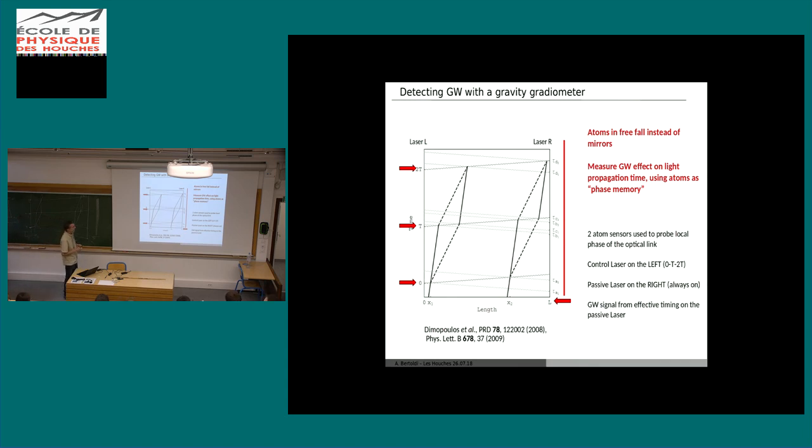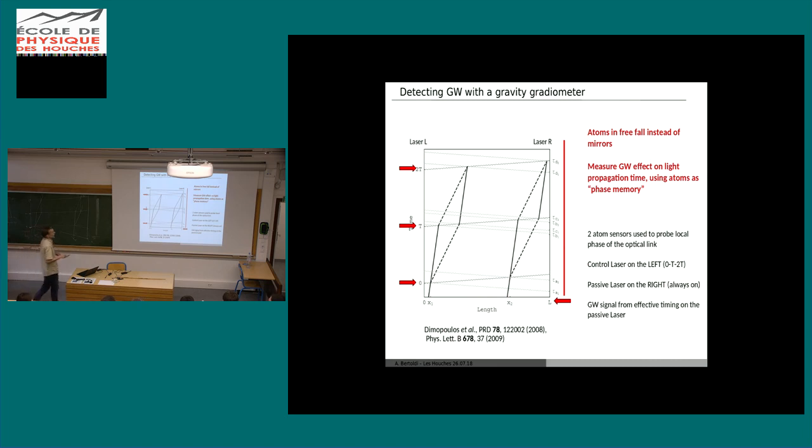can I go back there? So that's a configuration. It's a gravity gradiometer, essentially. We have two different interferometers, and we want to measure the phase difference between the two. So I was saying that the atoms, in some way, act as the mirror for LIGO. Okay, so they have to read out the phase of these optical links, more precisely of the optical links coming from the right, because the left is a common mode.